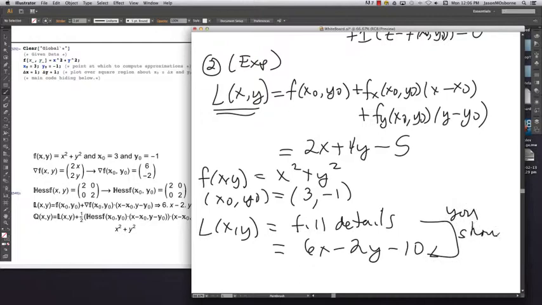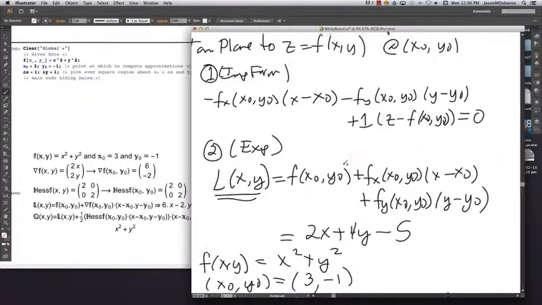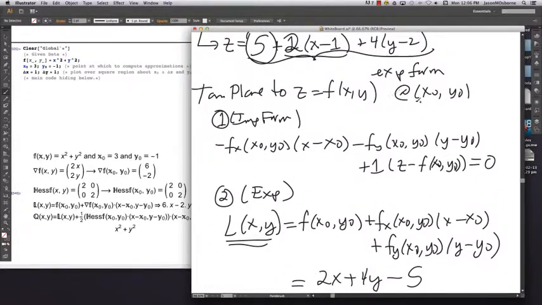Okay. And the same process will work for any function. Z is equal to f of x and y. You want to find the tangent plane at x naught, y naught. Use these two formulas, whichever one you like the best. And the one you like the best probably will depend on which way you'd want to plot that function.